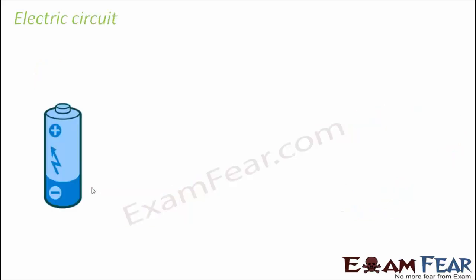So if we have to define an electric circuit, we can say that it is nothing but a path for current to flow. It's quite simple. The path, the bridge which is needed for the cyclist. Similarly, the path which is needed for the current to flow. That path is nothing but an electric circuit.